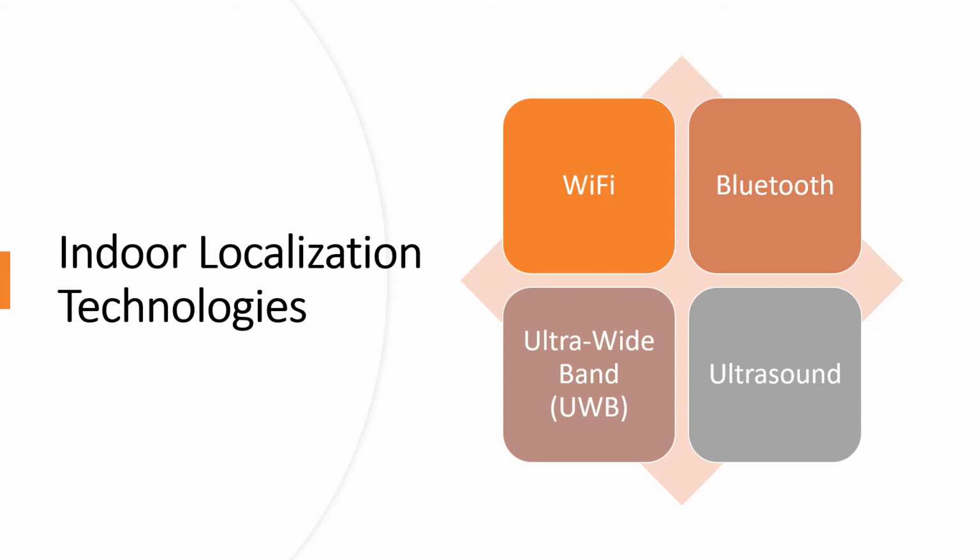So now that we have seen the different techniques which are used for indoor localization, let's have a look at some of the technologies which are used for indoor localization. I have mentioned a few technologies here: Wi-Fi, Bluetooth, ultra-wideband, and ultrasound. Let's have a look at them one by one.